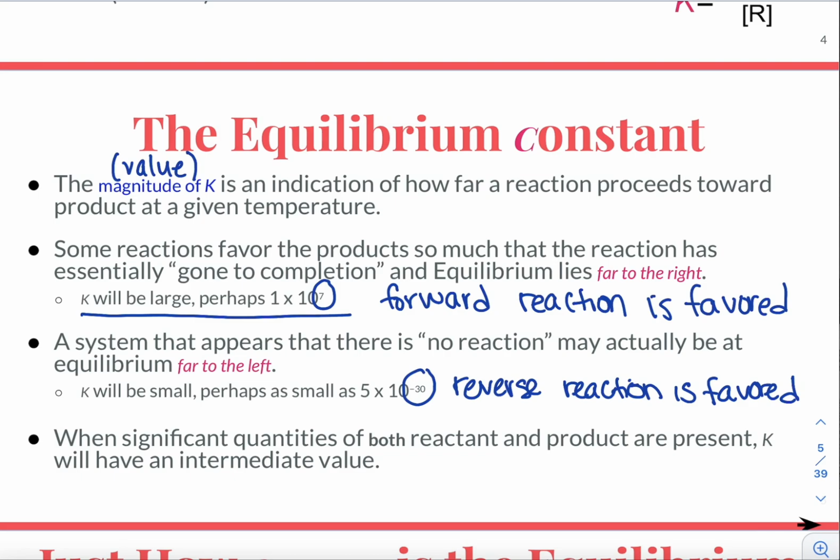And sometimes you might even see that just such a small amount of products is made that we often say just no reaction, but our equilibrium position would be very far to the left or something like that. But if you see a small K, then the reverse reaction is favored. So when the significand of both, you're going to have something in the middle. So your exponent would be around 0, 1, -1, something like that.